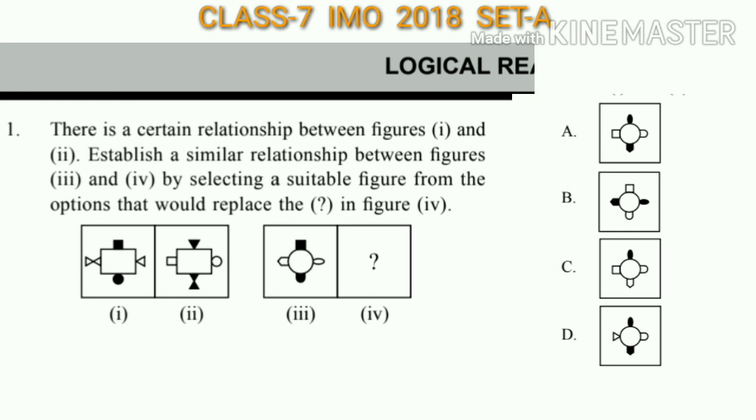Question number 1. There is a certain relationship between figures I and 2i. Establish a similar relationship between figures 3i and iv by selecting a suitable figure from the options that would replace the question mark in the figure IV.